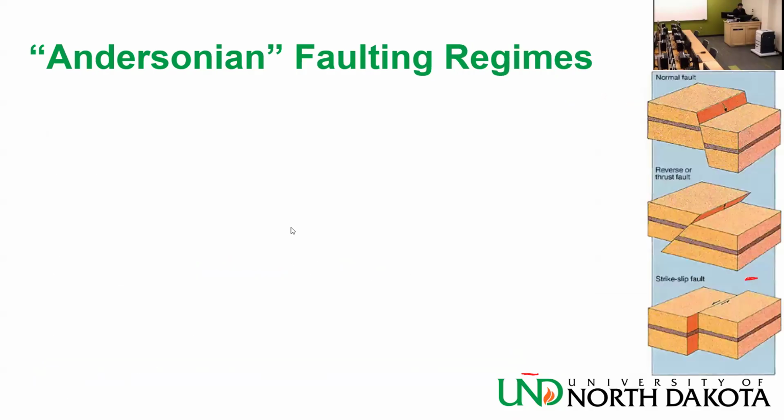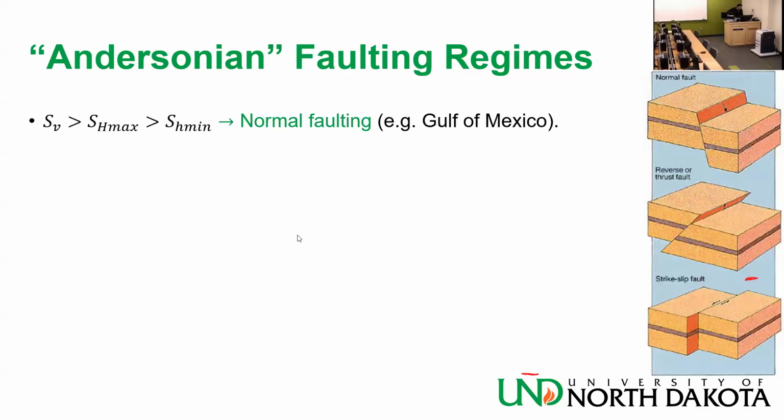Now, we have three permutations that are possible. We said SV can be bigger than SH max, and by definition, it's going to be bigger than SH mean. And then I have a normal faulting stress state, what we call a normal faulting stress state.